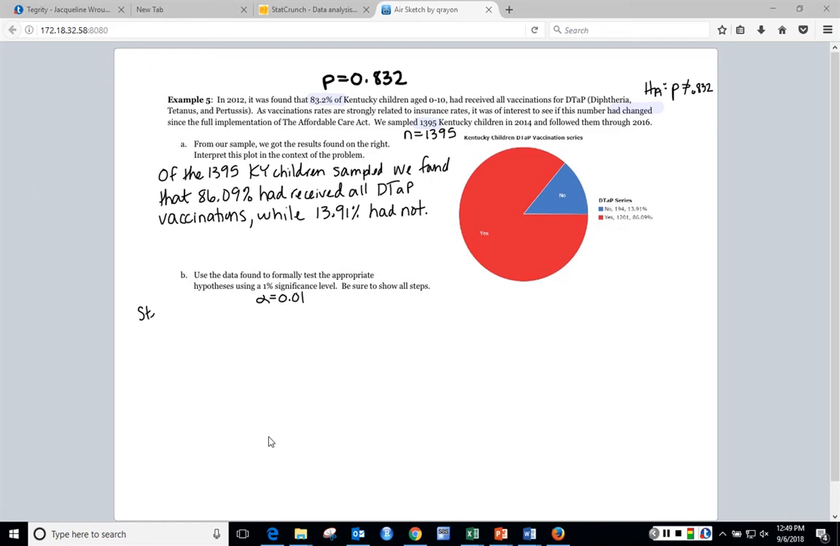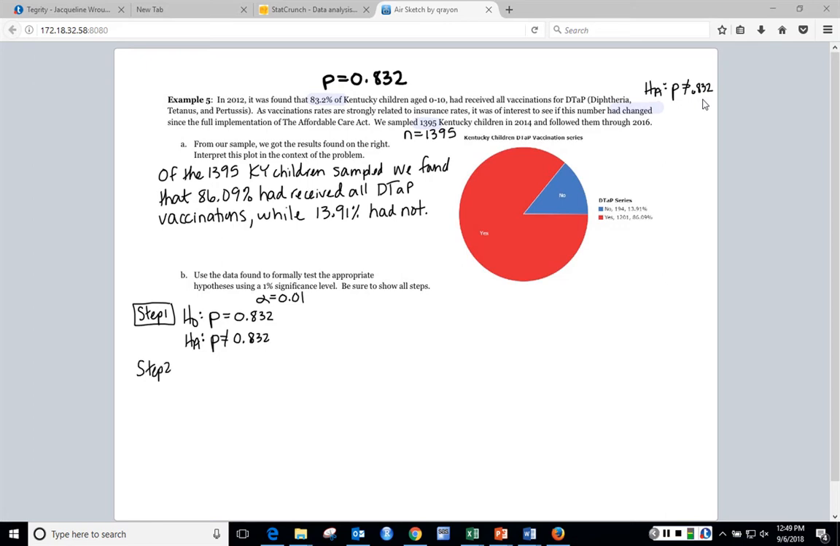Alright, so my first step is to go through and do my hypotheses. And if I've already done what I did above, this is going to be pretty easy. I already have my alternative hypothesis written out because we just want to see if it has changed. So it could have gone up, it could have gone down. The null hypothesis is always the same symbol, the same number, and always an equal sign between it.